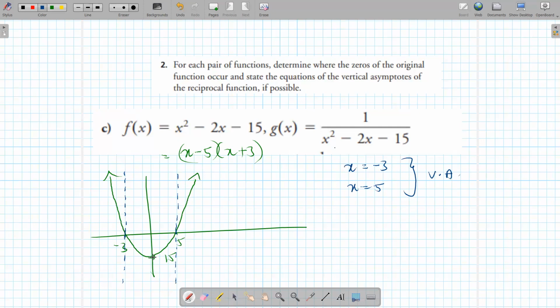Now, what do I mean by that? You see, this is 15 for the main function. That means for the reciprocal function, it's going to be 1 over 15, 0 point something. This is -1, 1 over -1 is -1. This is +1, 1 over +1 is 1. And then you just connect the dots. And then because there are two asymptotes, our graph will be divided into 3 parts.